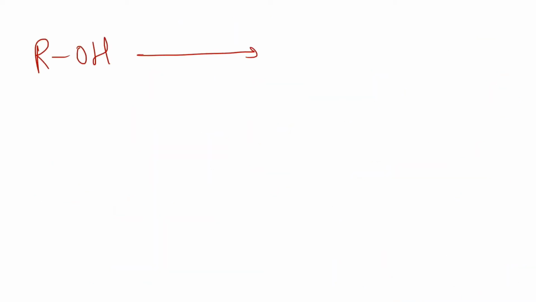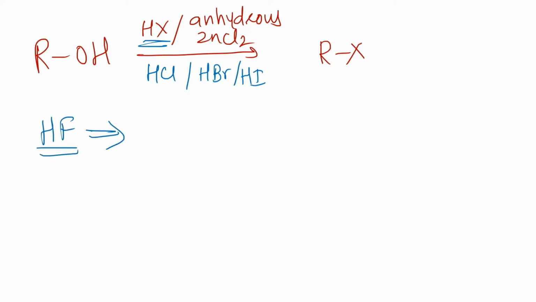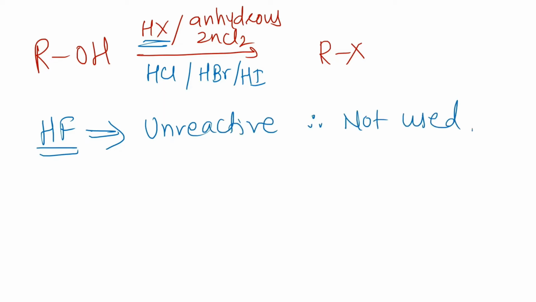ROH with HX in presence of anhydrous zinc chloride, making RX. If you have observed on the arrow, HX means it could be HCl, it could be HBr, it could be HI. HF is not there. Why? Because HF is unreactive and hence it is not used.